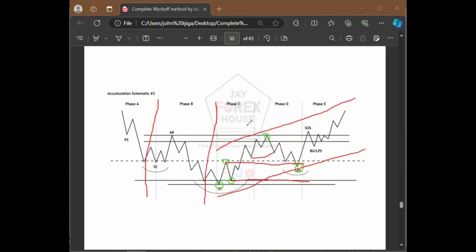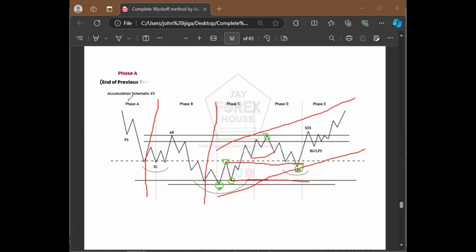Phase C is the best time to confirm that you are actually going bullish and the schematic you identified might be correct. Phase D is an entry opportunity time, same with phase E. But phase E is more of like the confirmation entry period.